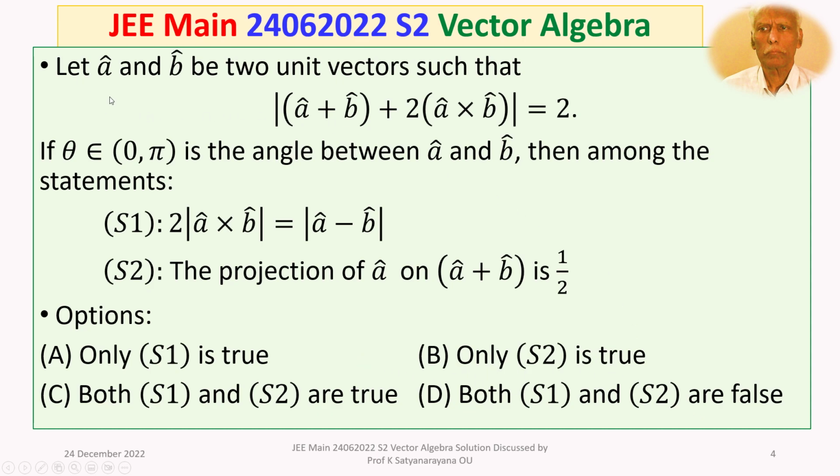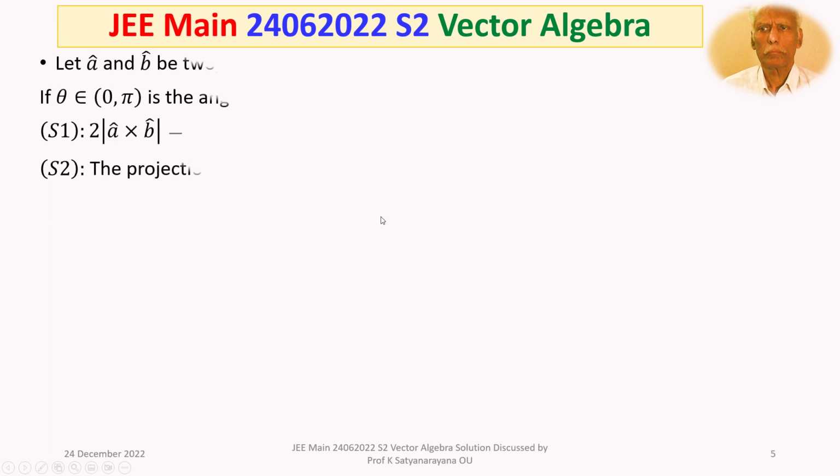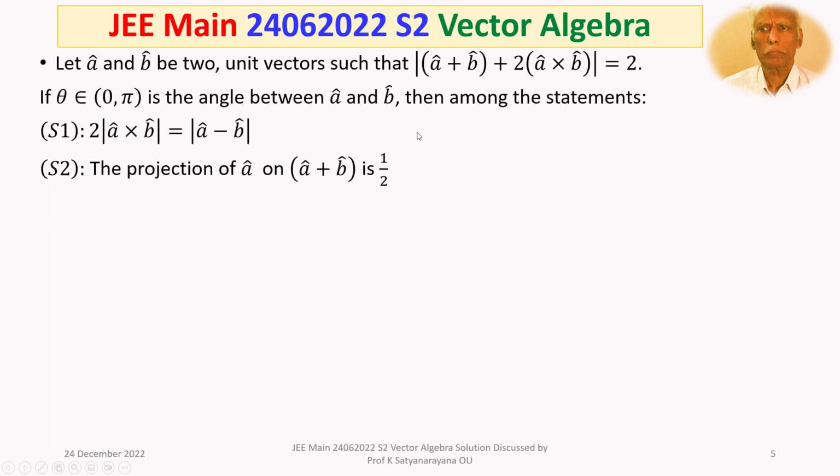We are given two unit vectors, a cap and b cap, and they satisfy this equation. And if theta is given to be coming from an open interval 0, pi, and it is the angle between a cap and b cap, then among these two statements S1 and S2, which of the following options is true? That is the question. So this is the given question. We will now discuss the solution of the problem in detail.